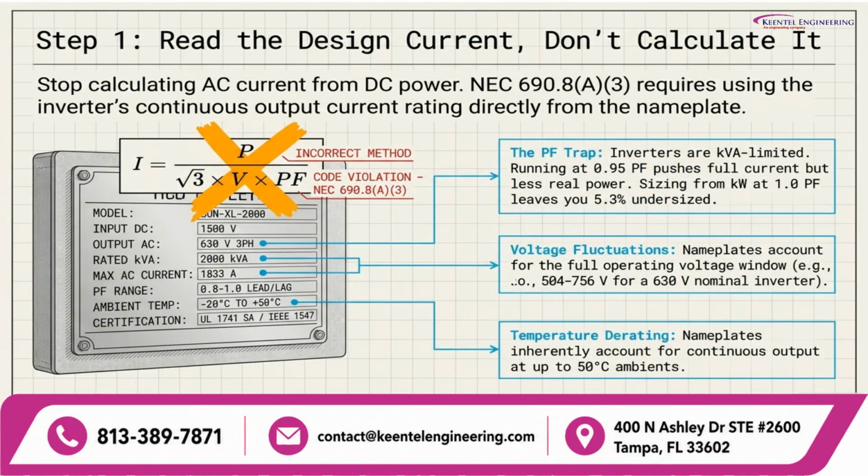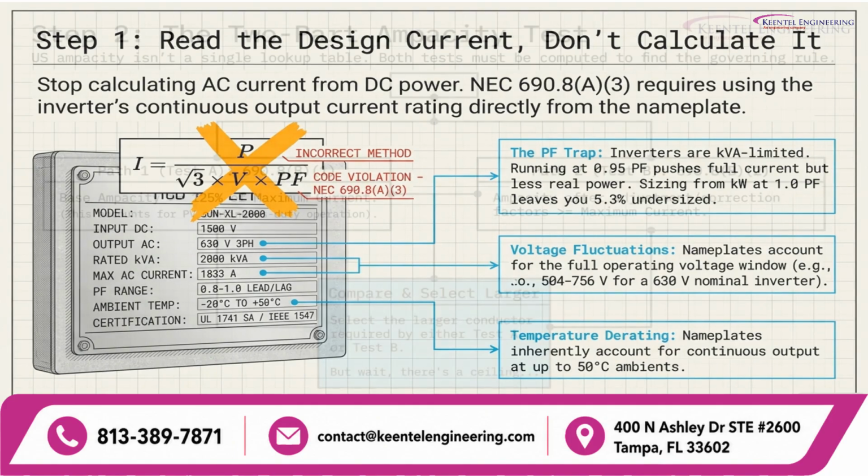Rule number 1. Stop calculating AC current from DC power ratings using simplified power formulas. NEC 690.8(A)(3) explicitly mandates using the inverter's maximum continuous output current directly from the nameplate. Why? Inverters are kVA limited. Running at a 0.95 power factor delivers full current at lower real power, meaning sizing strictly by kW at 1.0 power factor leaves your cables 5.3% undersized. The nameplate rating inherently accounts for the entire operating voltage window and ambient thermal deratings up to 50 degrees Celsius.